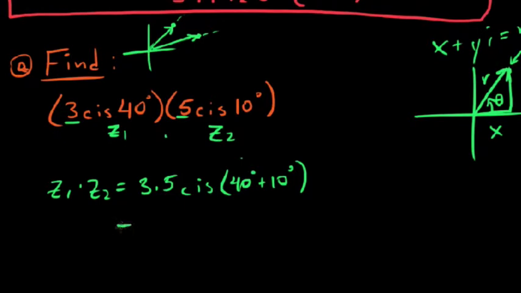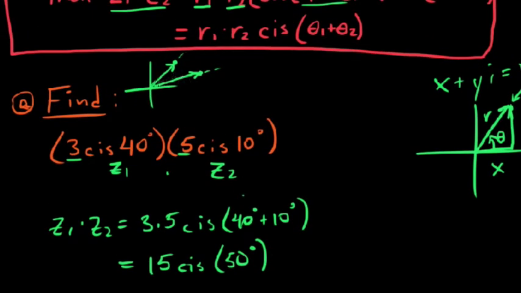I would never really write it out like this, but just to show you how this law works, I've written it like this. Basically what you get is 15 cosine i sine of 50 degrees. And so you'd get this new number, which is at a 50-degree angle, maybe up here on our diagram, and we'd go 15 units in that direction, and we'd get this as our product.